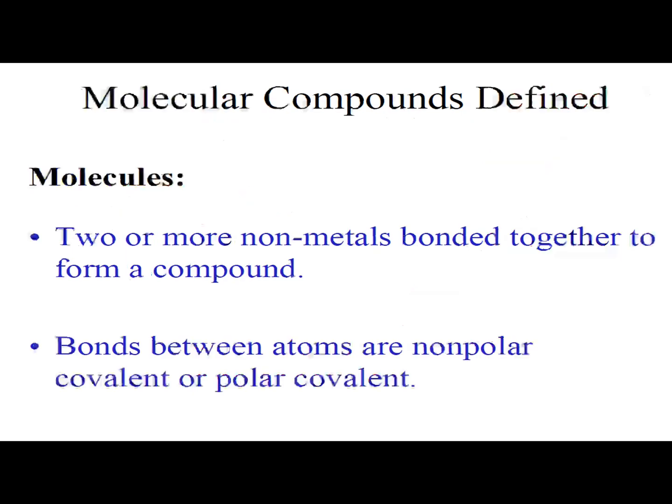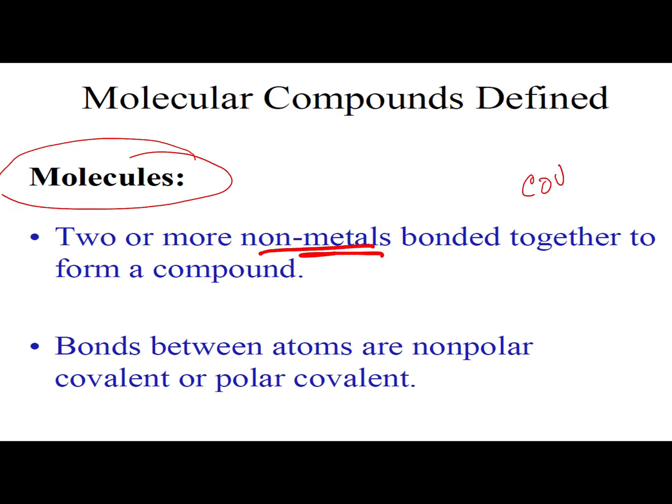So molecules, and the term molecule, if you see that in an FRQ, if it defines something as a molecule, that's going to be covalently bonded. That's going to be two or more nonmetals bonded together covalently. And the bonds can be nonpolar covalent or polar covalent, and we'll talk about ways to tell those apart.